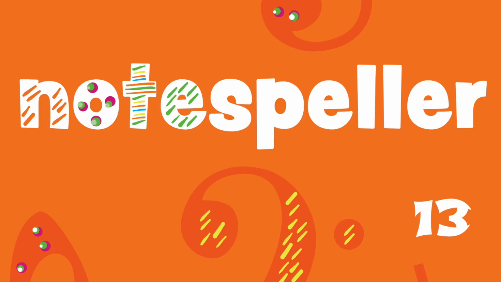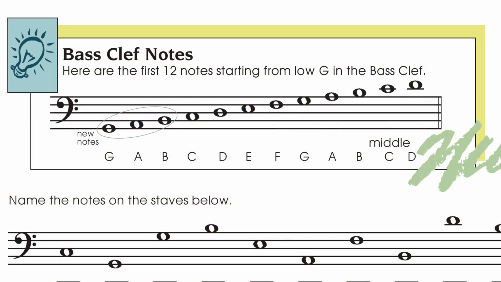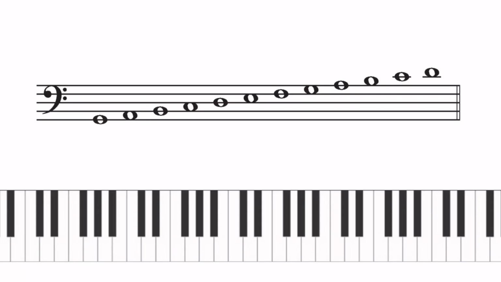Notespeller Lesson 13. In this lesson, we'll look at the 12 notes from low G in the bass clef and stem direction. Here are the first 12 notes starting from low G in the bass clef. Now let's see where they are in relation to our keyboard.